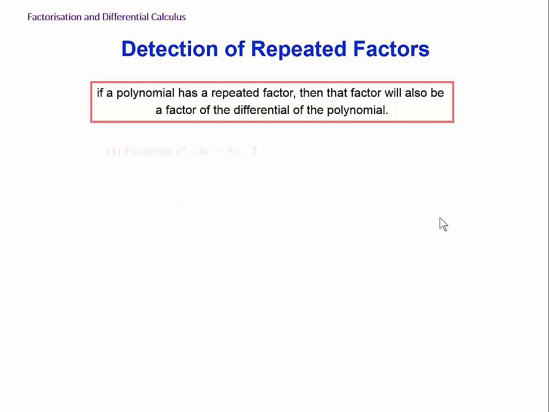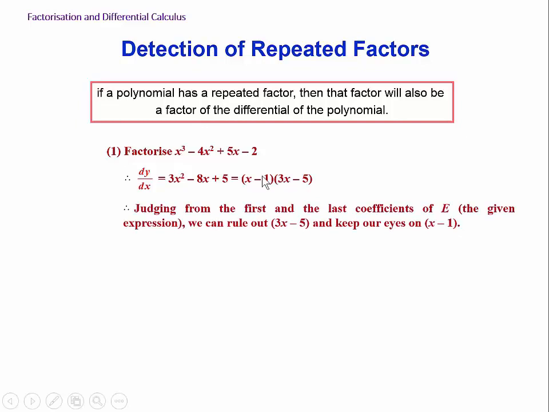And this is THG's first example. It's in red. To factorise this cubic, and this is what he does. He works out dy/dx and factorises it. And then he says, judging from the first and last coefficients of e, the given expression, so that's this, we can rule out 3x minus 5 and keep our eyes on x minus 1. So that's okay. x minus 1 is a factor of dy/dx.